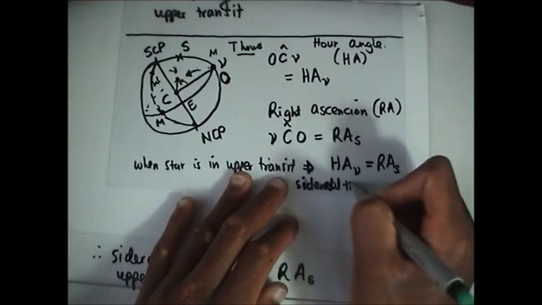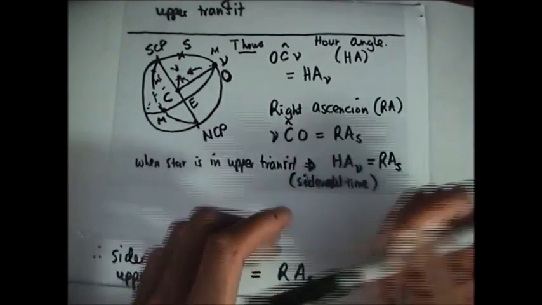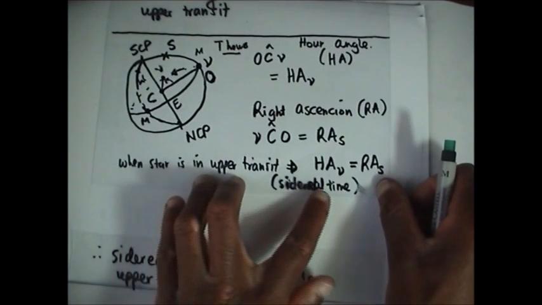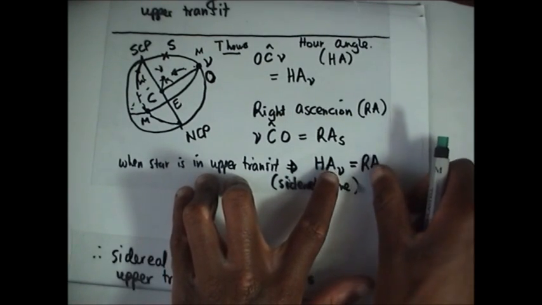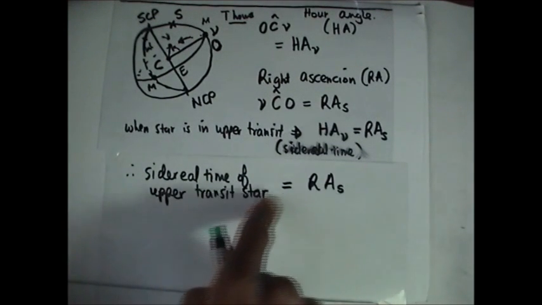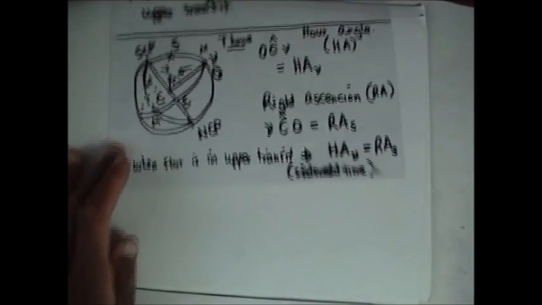I hope you understand. If you don't, don't be afraid to ask me to explain this concept properly. I don't think it's showing up properly because of the way I wrote it. But the sidereal time is measured by our angle of V. What is our angle of V equal to? It's the right ascension of the star. So the sidereal time of the upper transit star is equal to the right ascension of that star. And so now we can come up with another deduction.